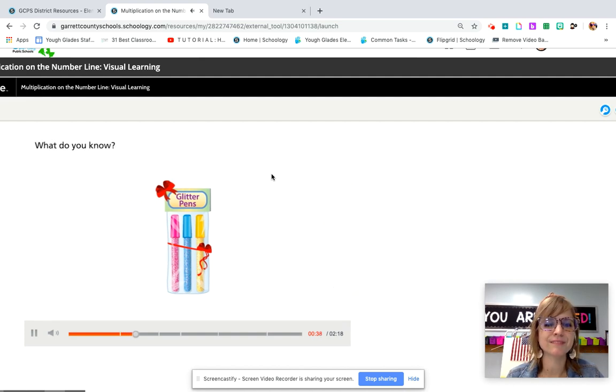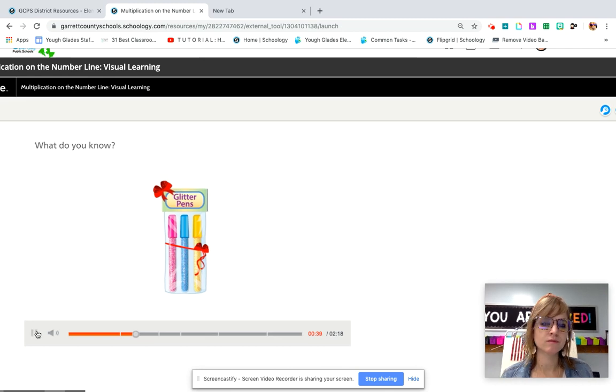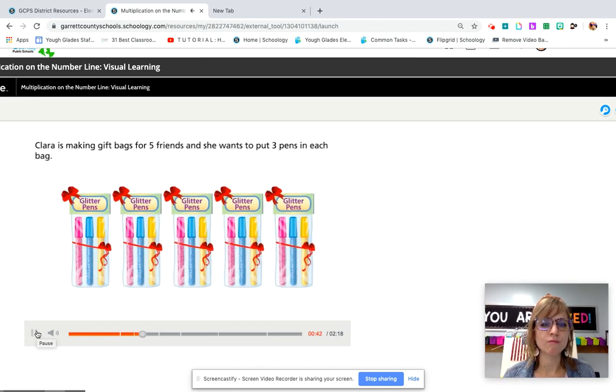What do you know? What do we know? If we look back to our problem, that's why it's always important when you're solving a word problem to underline what you know, because you always need to go back to that. If you look at your word problem, it says that we know that she has 5 friends and she wants to give gifts to all 5 of them. So think about those 5 friends as 5 groups. And we also know that she wants to give 3 glitter pens to each of them. So how many glitter pens does she need to go to the store and buy? That's what we know. Clara is making gift bags for 5 friends, and she wants to put 3 pens in each bag.